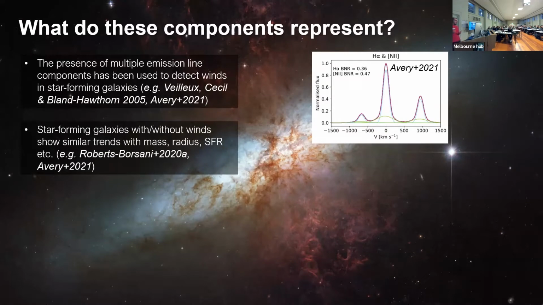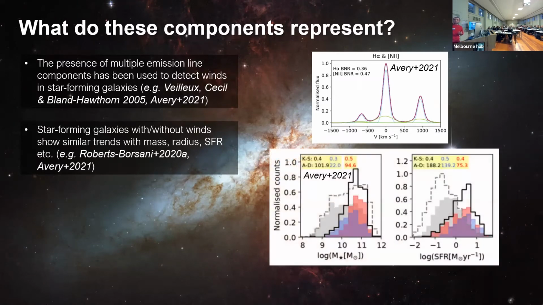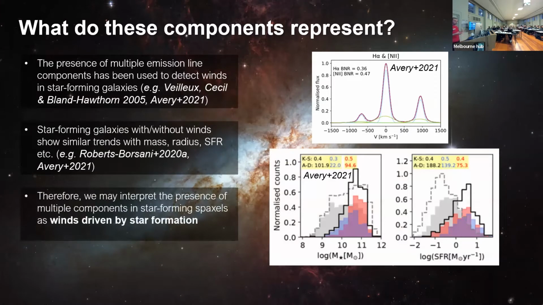These and other studies have also found that galaxies with or without these winds driven by star formation show very similar trends with mass, radius, star formation rate, etc., as we see when we compare the one component and the multi-component spaxels. For example, these same authors found that galaxies hosting outflows tended to have much higher star formation rates and tended to be more massive than those galaxies that didn't contain outflows. So from this, we can infer that the presence of multiple components in these star-forming spaxels, at least, probably represents winds driven by star formation.